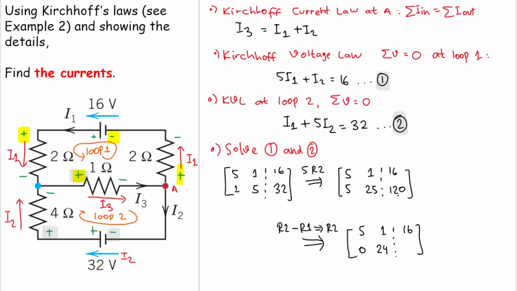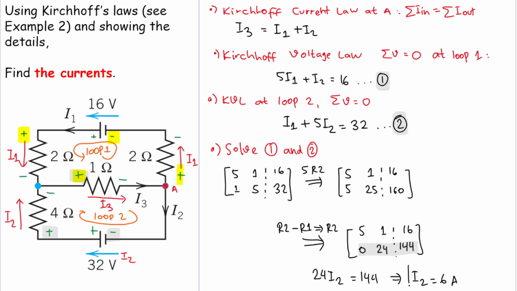Wait, I think there is something wrong here. 32 times 5 is 160, not 120, right? Okay, so we will have 160 minus 16, that will be 144. And I think the second row is done here because we can solve it for I2, right? So we will have 24 I2 is equal to 144. We can just divide both sides by 24, so we will have I2 is equal to 6 amperes.